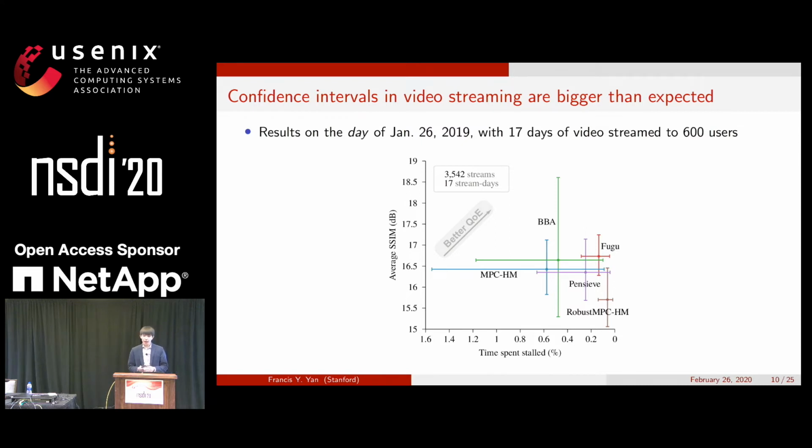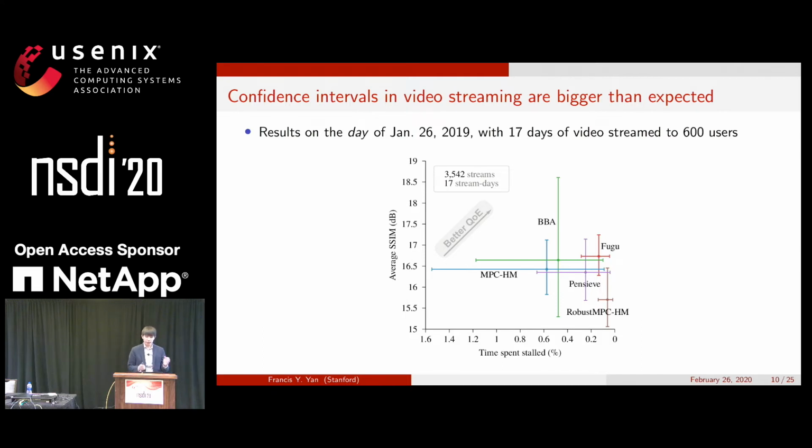This figure is showing algorithm performance using the data collected from Puffer on January 26, 2019. On this single day, more than 17 days of video were streamed to about 600 users. Since I'm going to present this kind of figure several times, let's take a closer look. As I said, the primary goals of ABR algorithms are to have higher video quality on the y-axis and fewer stalls on the x-axis. The video quality is measured by a standard metric, SSIM, higher is better. The x-axis is reversed, so the better QoE is up and to the right.